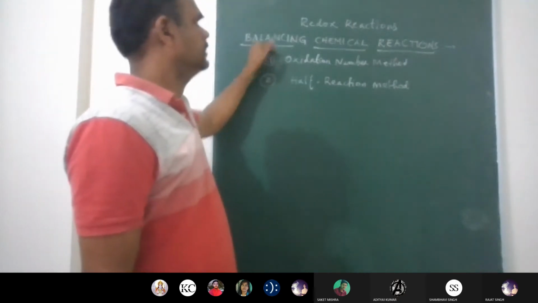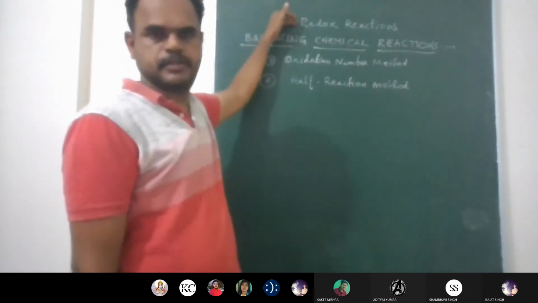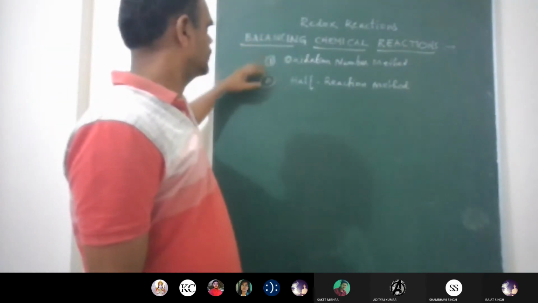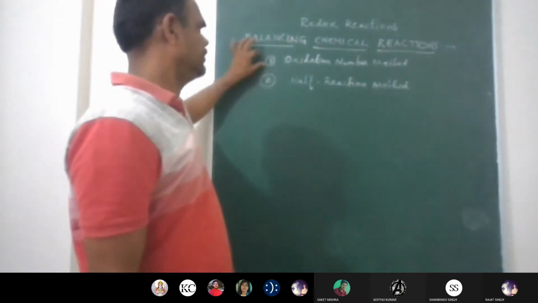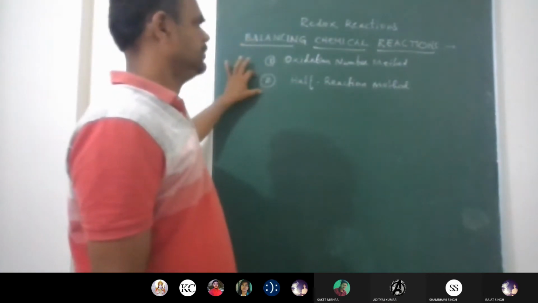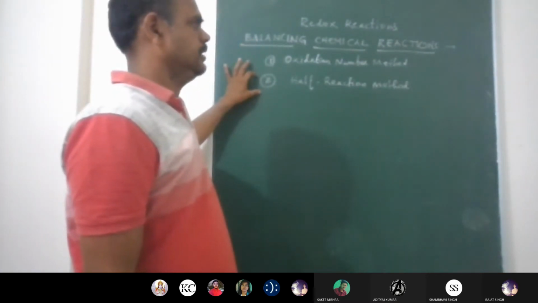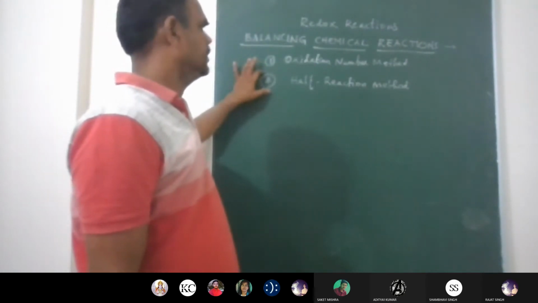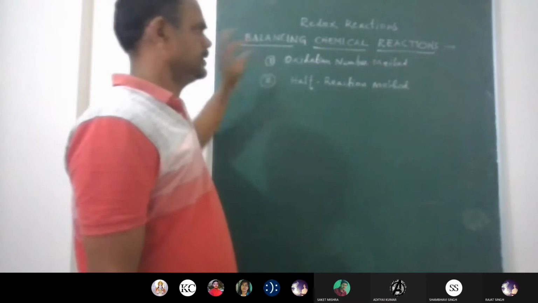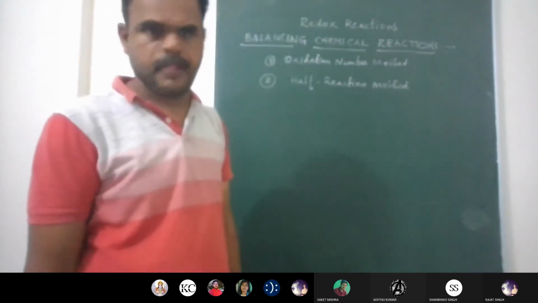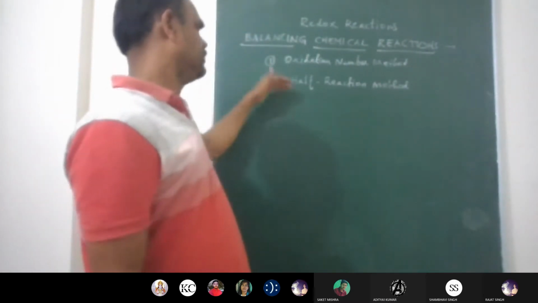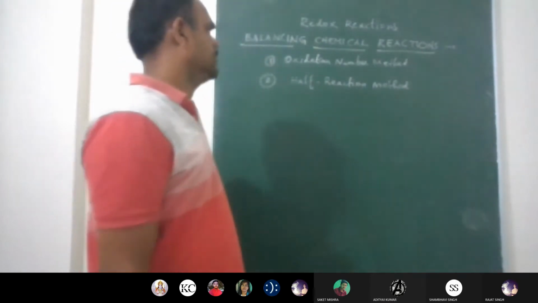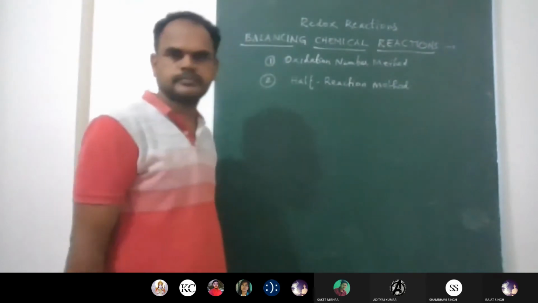These are based on the redox principle. But in our syllabus, we have only the oxidation number method. The half reaction method has been removed, meaning it is not given, only the oxidation number method is there. In case time permits, we'll discuss the half reaction method also, but now we'll talk about the oxidation number method.